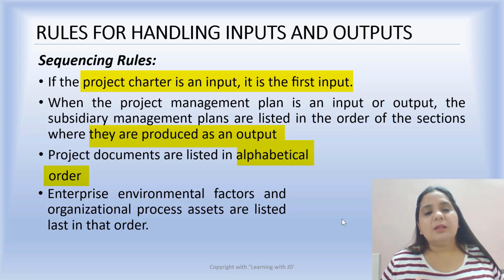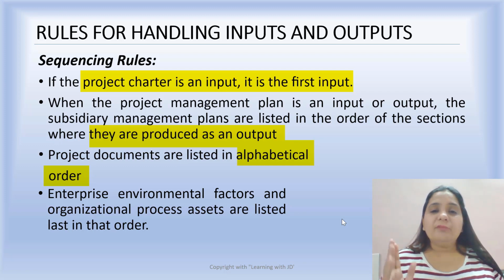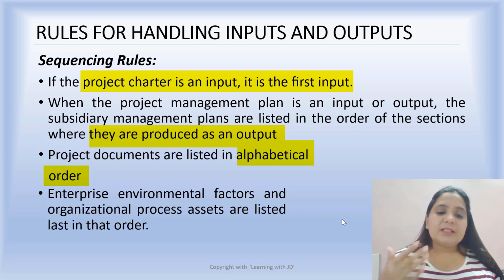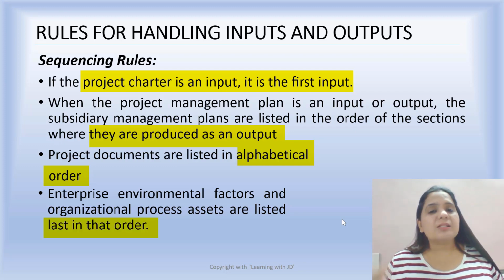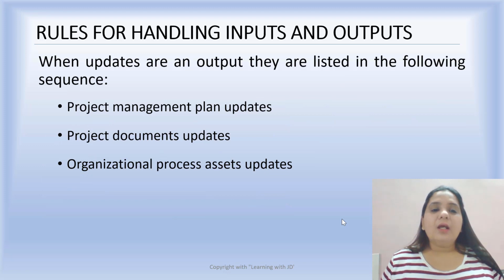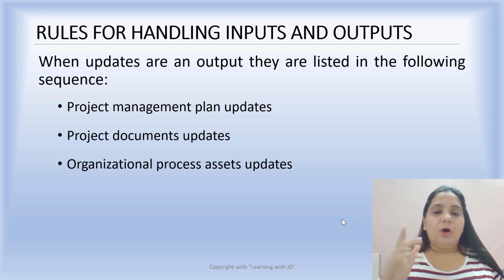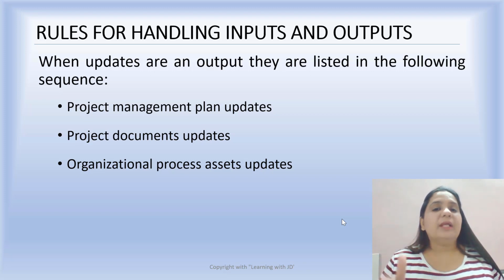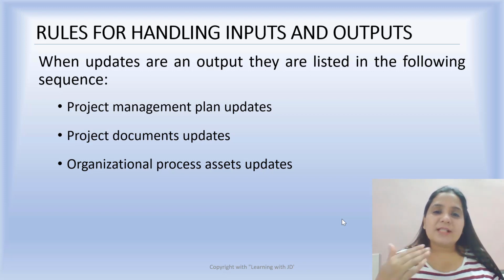That is again a sequencing rule that is laid out for handling inputs and outputs. Enterprise environmental factors and organizational process assets are listed last, in that order. It is always last in the order. When updates are an output, this is the sequence. Always the project management plan update is first, project document update is second, and organizational process asset update is third. Now that's the update on the outputs.